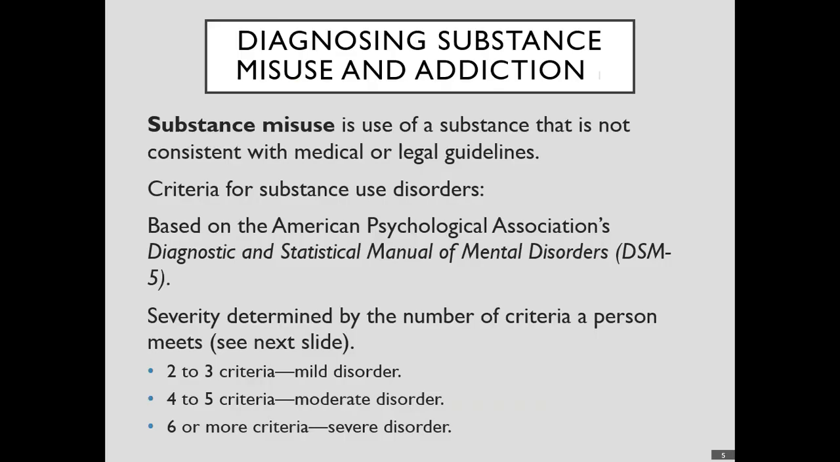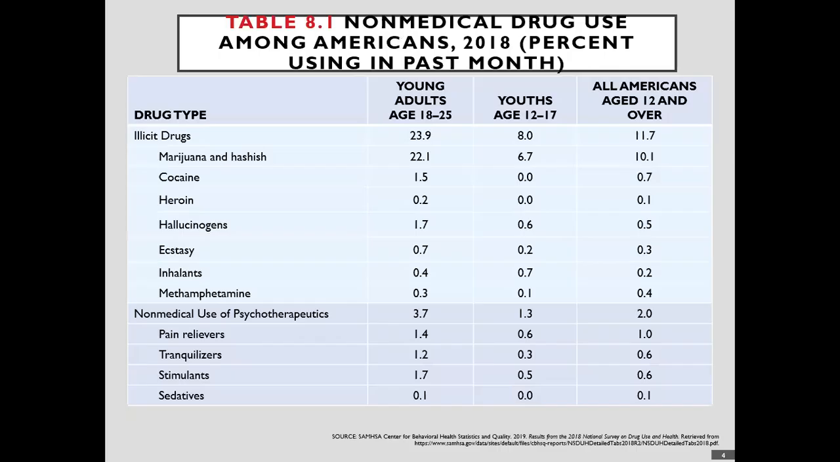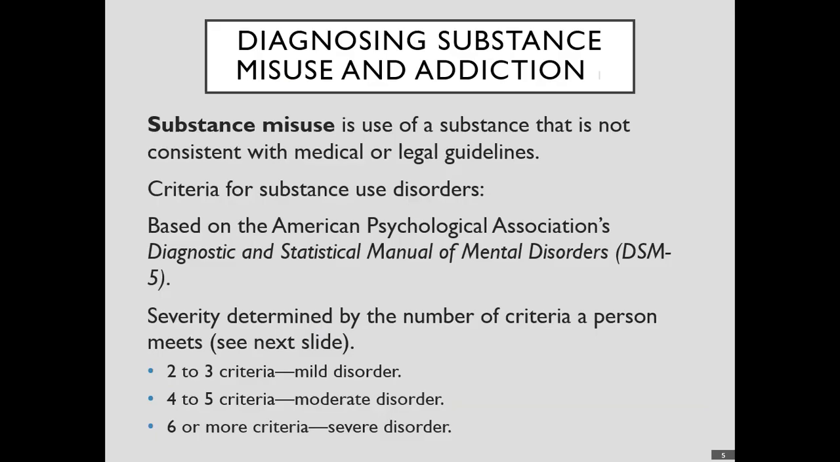So, being able to diagnose substance misuse and addiction: substance misuse is a use of a substance that is not consistent with medical or legal guidelines, and addiction is a psychological or physical dependence on a substance or behavior that has undesirable negative consequences. The severity of substance use disorder is determined by the number of criteria from the American Psychological Association's DSM-5 that a person meets. So 2 to 3 criteria indicate a mild disorder, 4 to 5 criteria point to a moderate disorder, and 6 or more criteria is evident of a severe disorder.